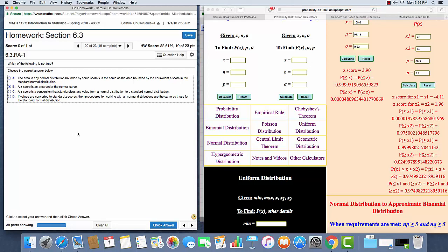B is the choice that is not correct. That is not true. It's the correct choice because it is not true. Okay?